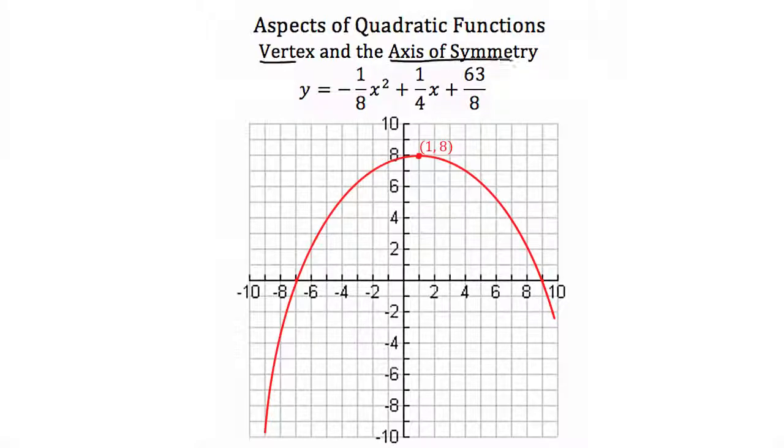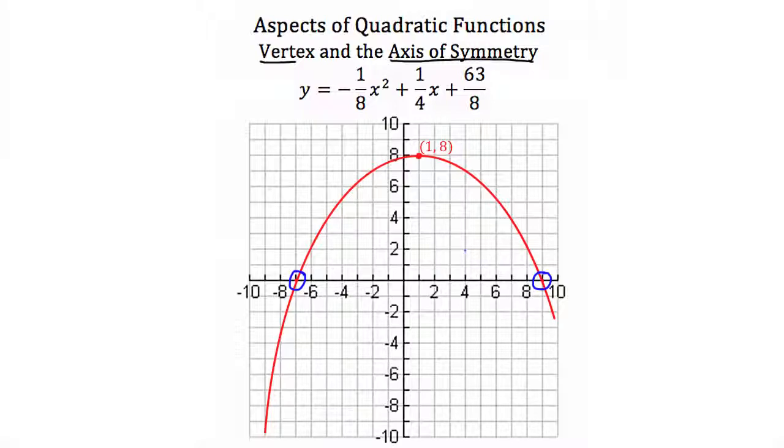Now the next aspects of quadratic functions we're going to talk about are the vertex and the axis of symmetry. Here we're given the quadratic function y is equal to -1/8 x squared plus 1/4 x plus 63/8. And we're given its graph and told it has a vertex of 1/8. Now if we look closely at this graph, we can see that it has a 0 at -7 and a 0 at +9. Let's compare these two zeros.